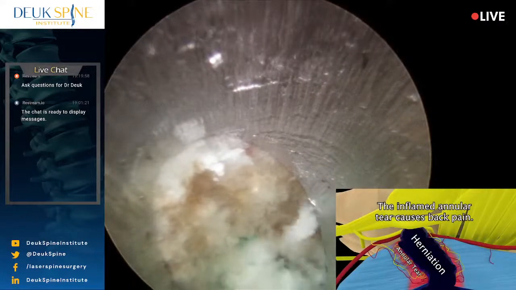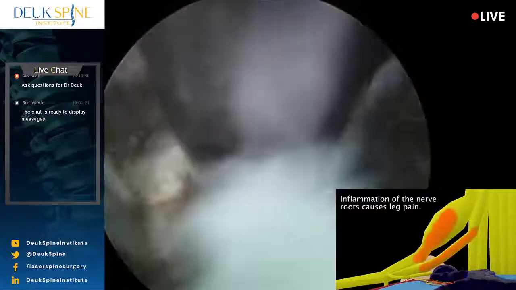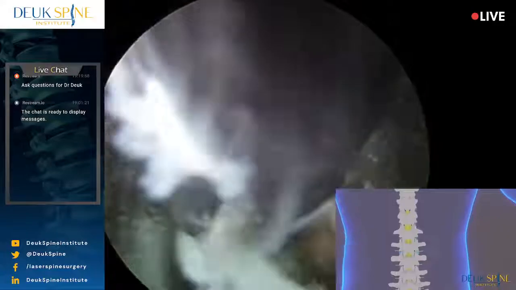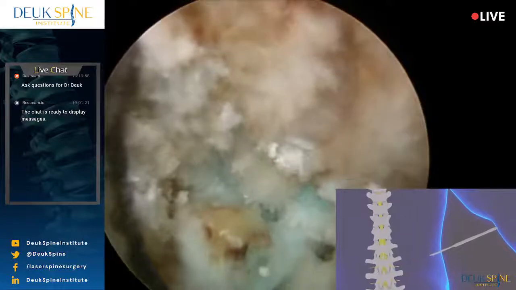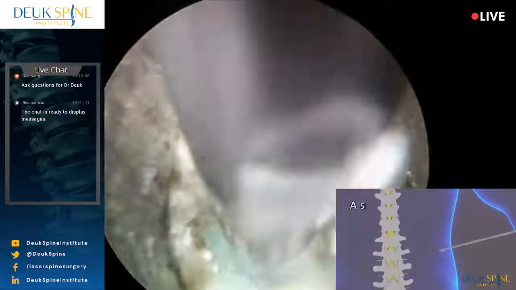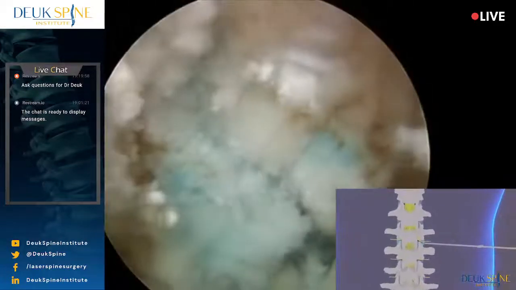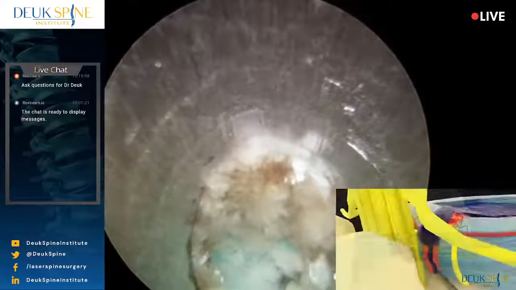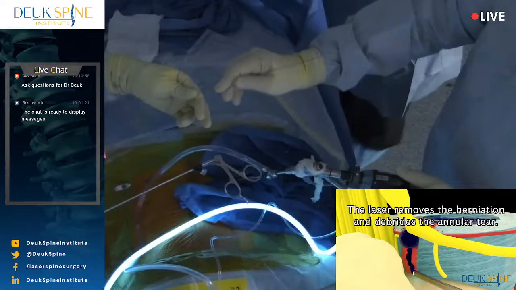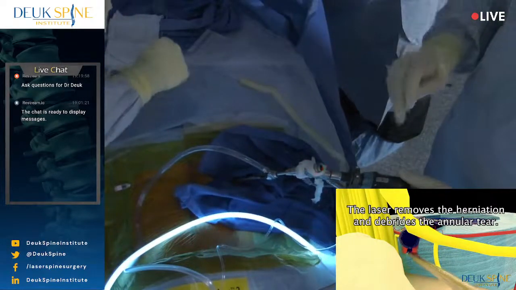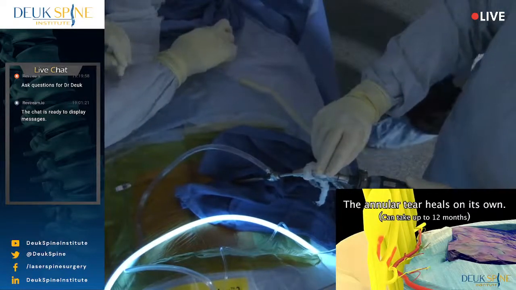The inflamed annular tear causes back pain. Inflammation of the nerve roots causes leg pain. A Band-Aid-sized skin incision is made. A small tube is inserted without damaging the bone or soft tissues. The laser removes the herniation and debrides the annular tear. The annular tear heals on its own.